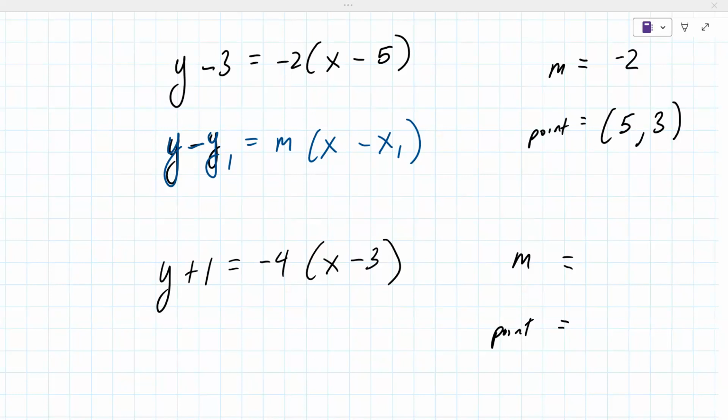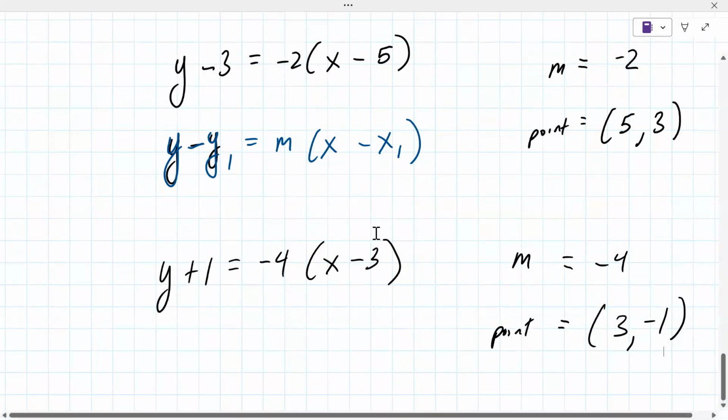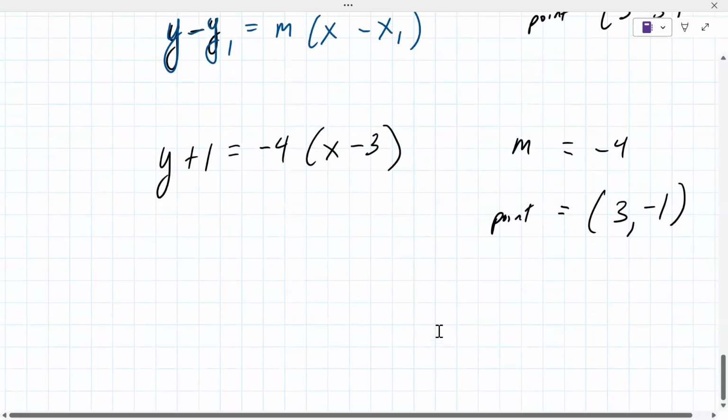Okay, I got m equals -4 and the point equals (-1, 3). So that's a common thing to do, to flip the x and the y because you read the y first. So it's actually (3, -1). Good. Okay, do another one here.